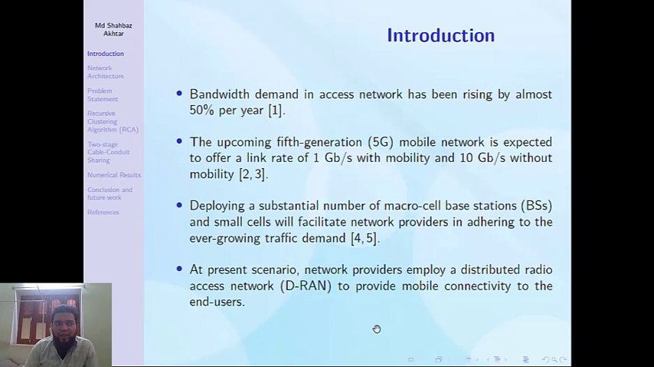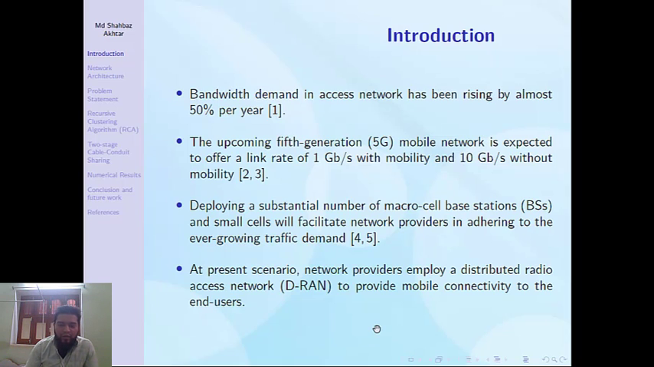At present, most of the radio access network architectures are distributed radio access networks. By distributed radio access network, we mean that at the cell sites, the baseband unit and radio units are placed together at a very short distance, and the connection between them is a fiber connection.